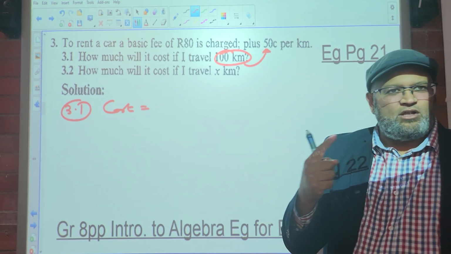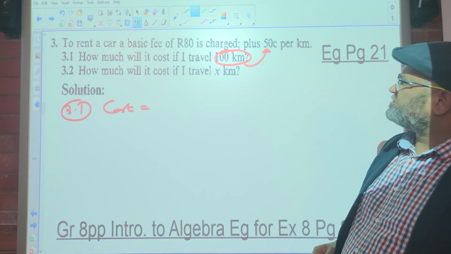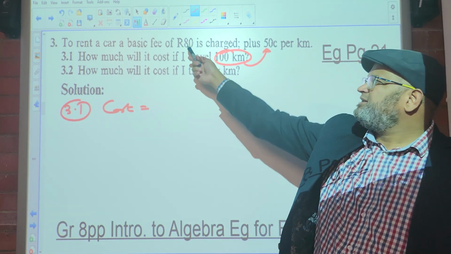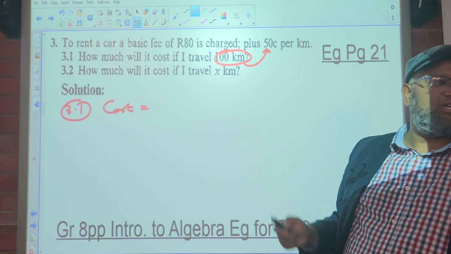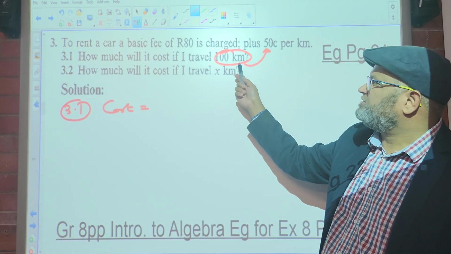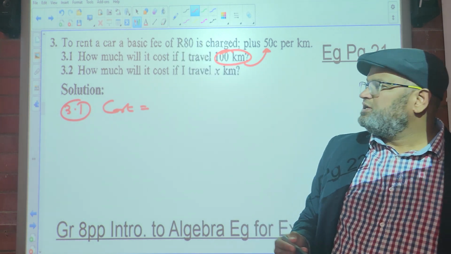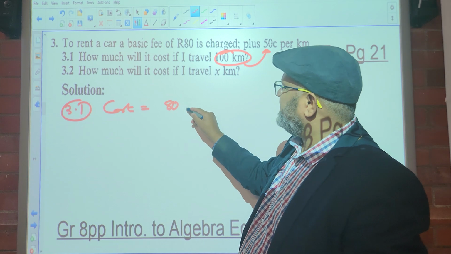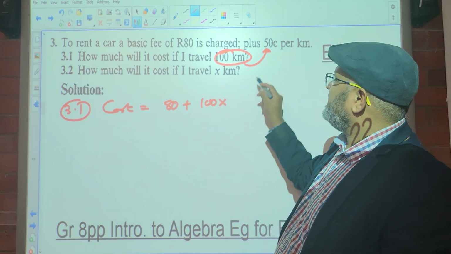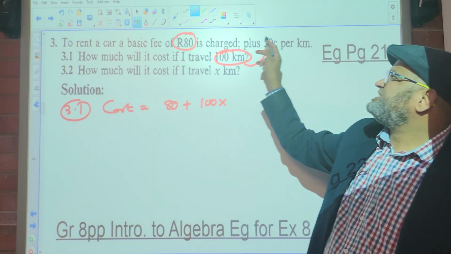If he travels 1 kilometer, and then they do the cost for that, it's going to be 80 plus 50 cents. Not so? So whatever kilometers traveled must be added to the basic of 80 Rand. So in other words, there's going to be 80 Rand plus 100 multiplied by 50 cents. But remember, this is in rands and that is in cents.